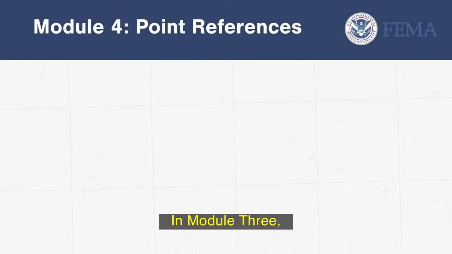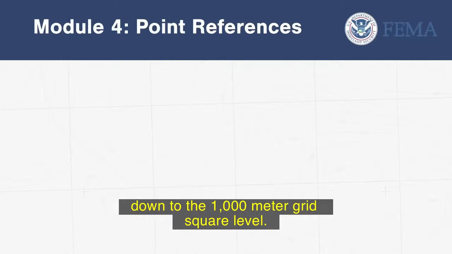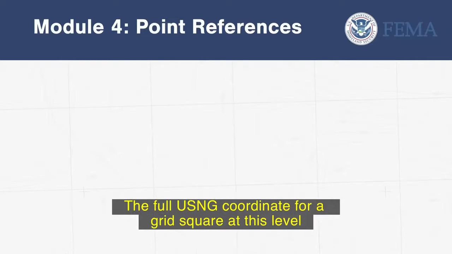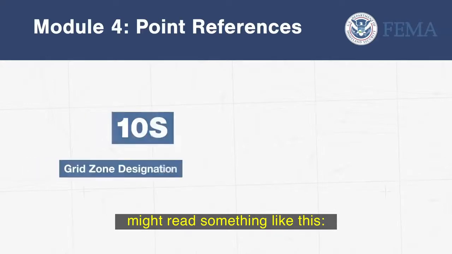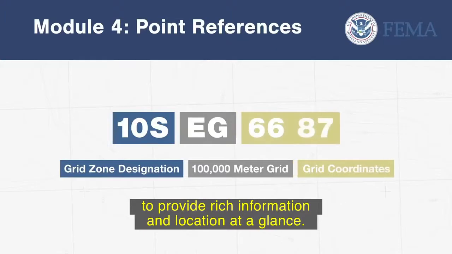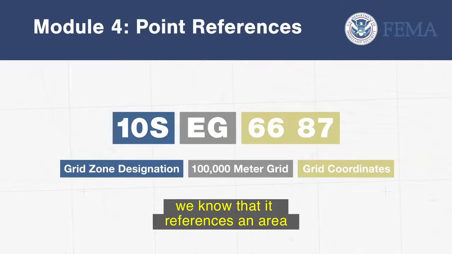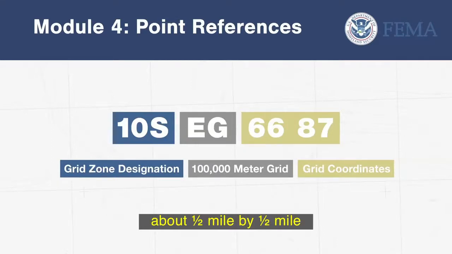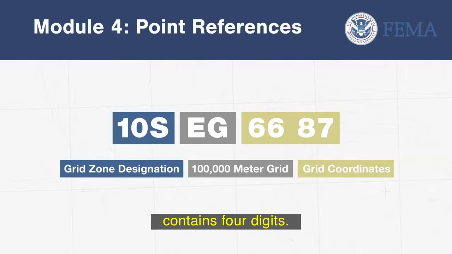In Module 3, we examined USNG area references down to the 1,000-meter grid square level. The full USNG coordinate for a grid square at this level might read something like this. Remember, USNG coordinates are structured to provide rich information and location at a glance. Just by looking at this coordinate, we know that it references an area about 1/2 mile by 1/2 mile, or 1,000 meters square, simply because the grid coordinates section contains 4 digits.